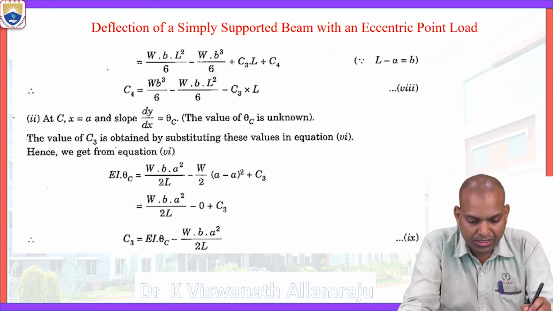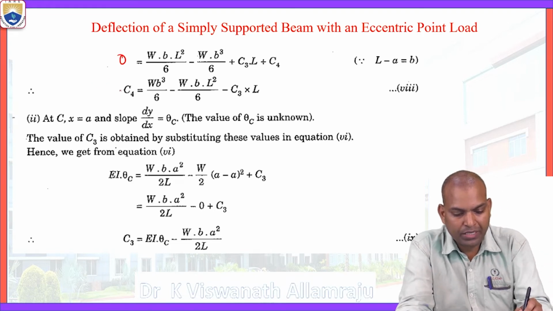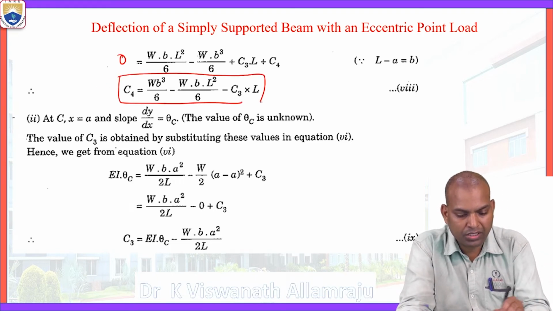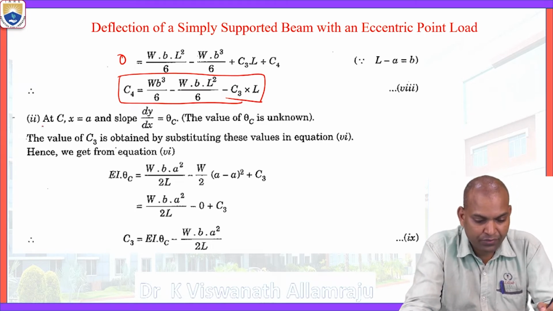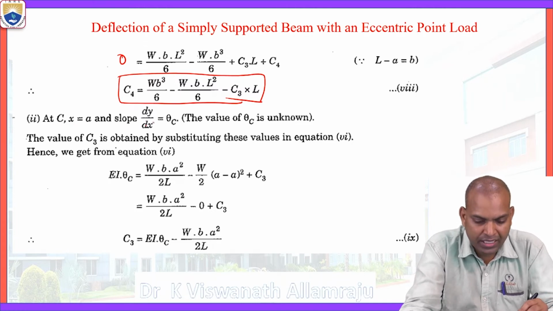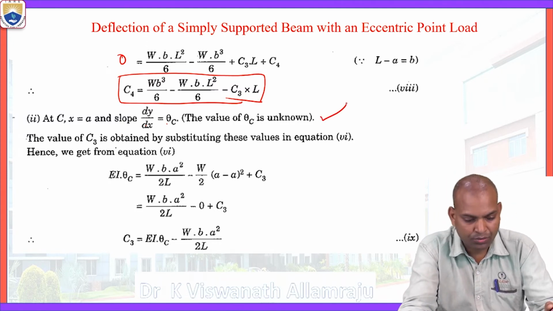After simplification, from that c4 will be obtained. The c4 is obtained in terms of c3. Now by using the next boundary condition, that is at x equal to a, at c, again dy by dx equal to theta c. So from this, again theta c is unknown.